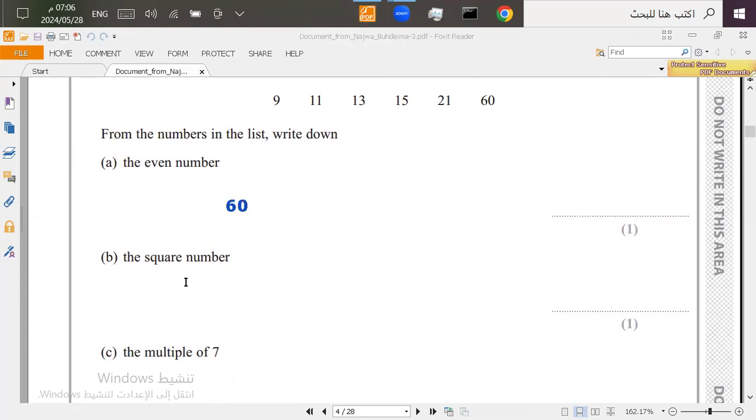And then which one is the square number? The square number is the 9. Very good. And then the multiple of 7. Which one is a multiple of 7? Good job. It's the 21. So a multiple of 7 is 21. Now let's move on to the rest of the questions.